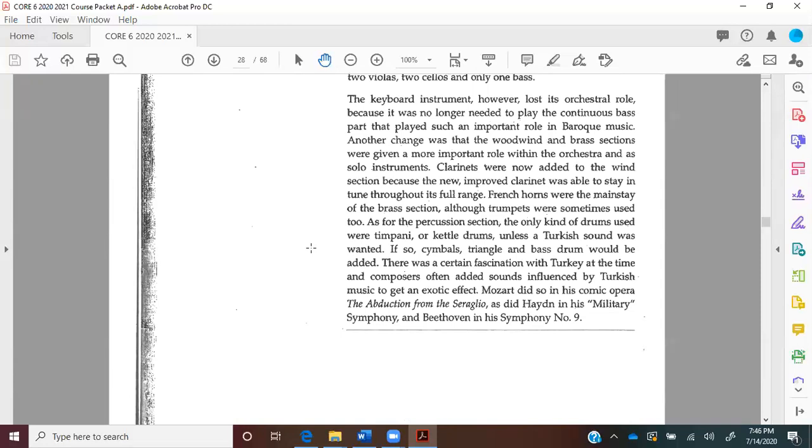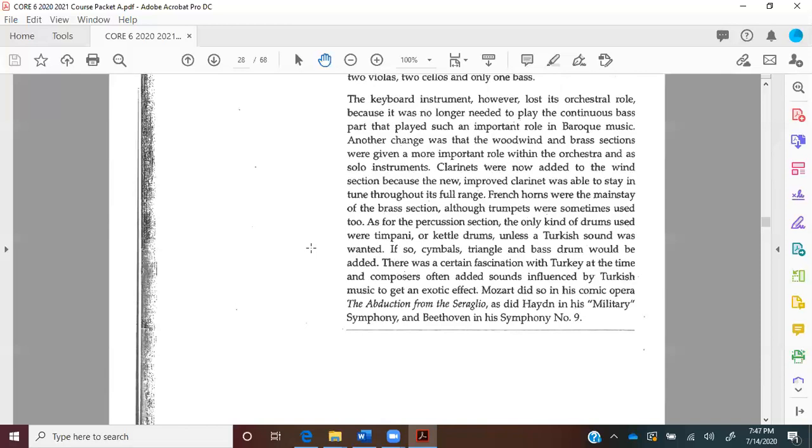The keyboard instrument, however, lost its orchestral role because it was no longer needed to play the continuous bass part that played such an important role in Baroque music. Another change was that the woodwind and brass sections were given a more important role within the orchestra as solo instruments. Clarinets were now added to the wind section because the new improved clarinet was able to stay in tune throughout its full range. French horns were the mainstay of the brass section, although trumpets were sometimes used too. As for the percussion section, the only kind of drums used were timpani or kettle drums, unless a Turkish sound was wanted. If so, cymbals, triangle, and bass drum would be added.